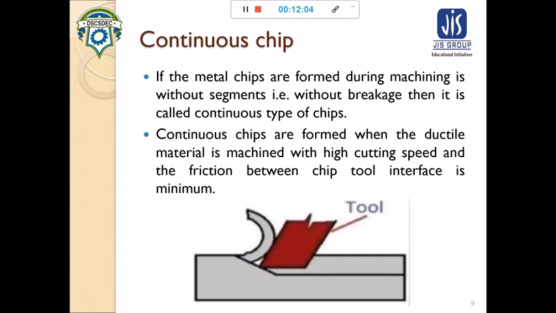Those additional chip breakers are used to manage the length of the chip. So that's why a continuous chip can be formed.